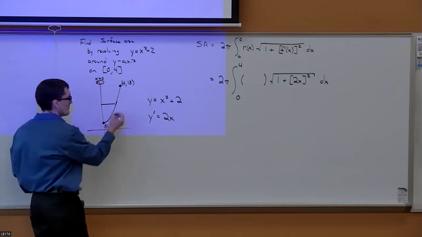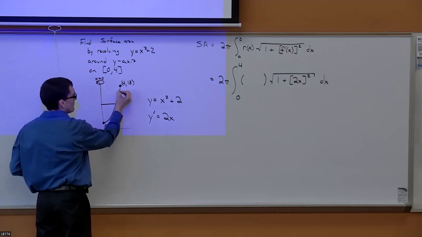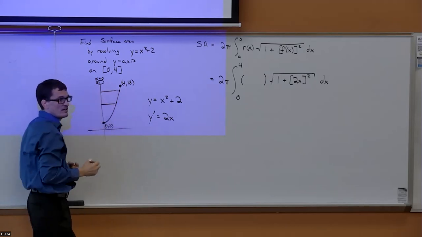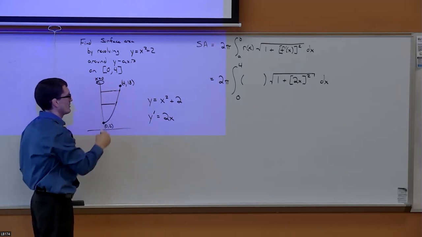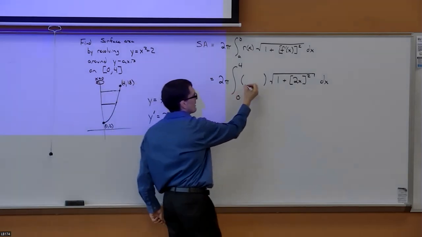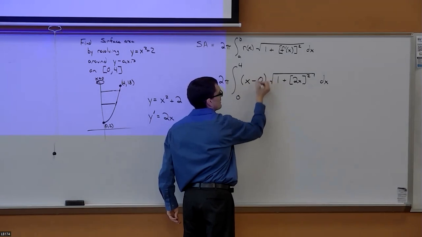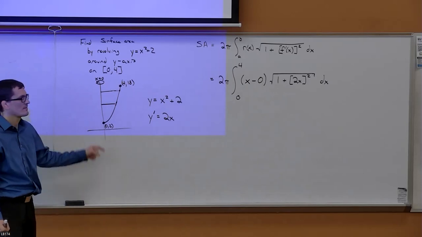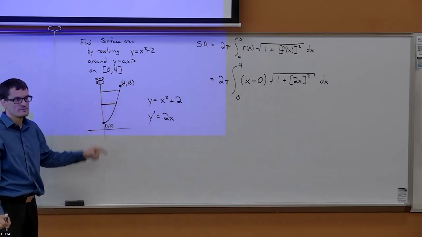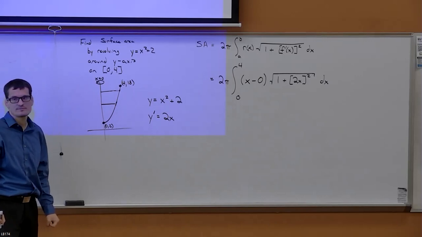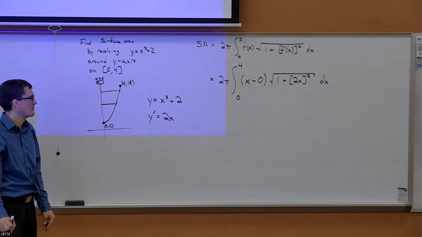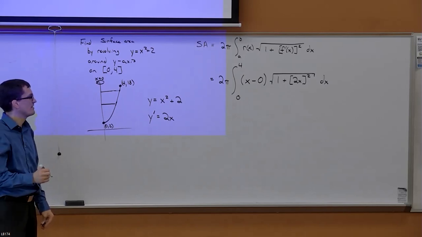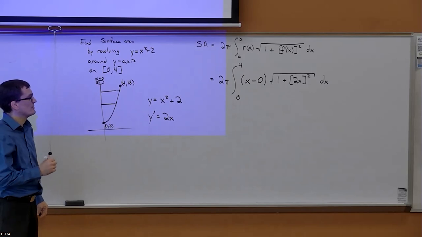So what I'm saying is, the radius depends on where I'm at on the curve, right? So just like the shell method radius, it goes from an arbitrary x value down to 0. Does that make sense? So my radius in this case is like the shell method radius.